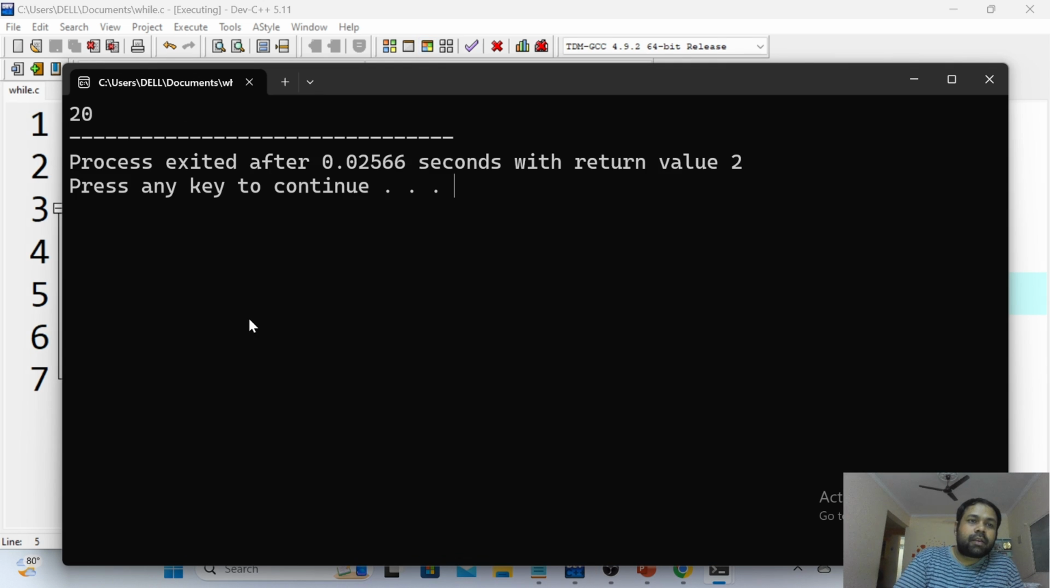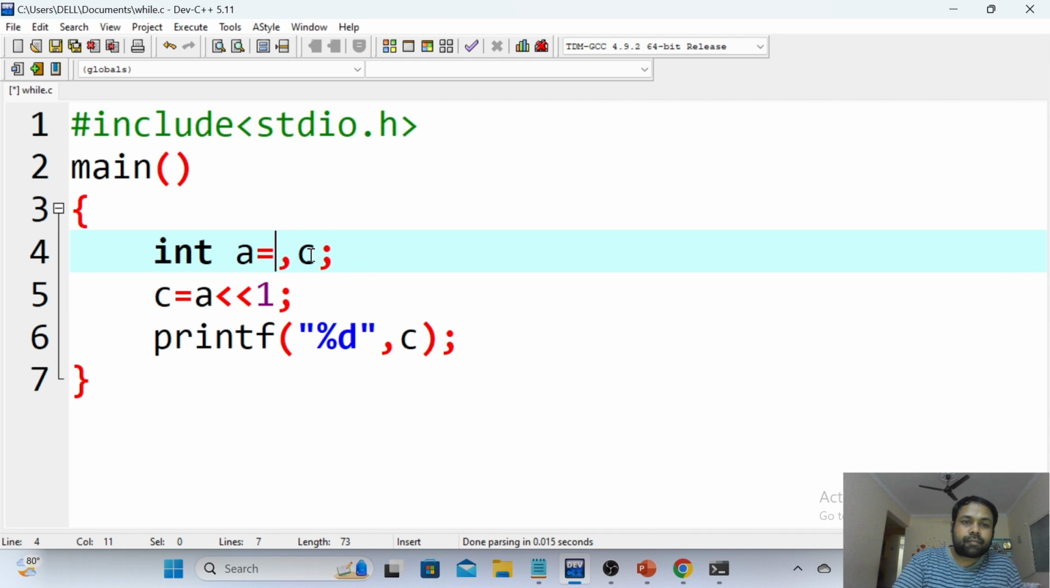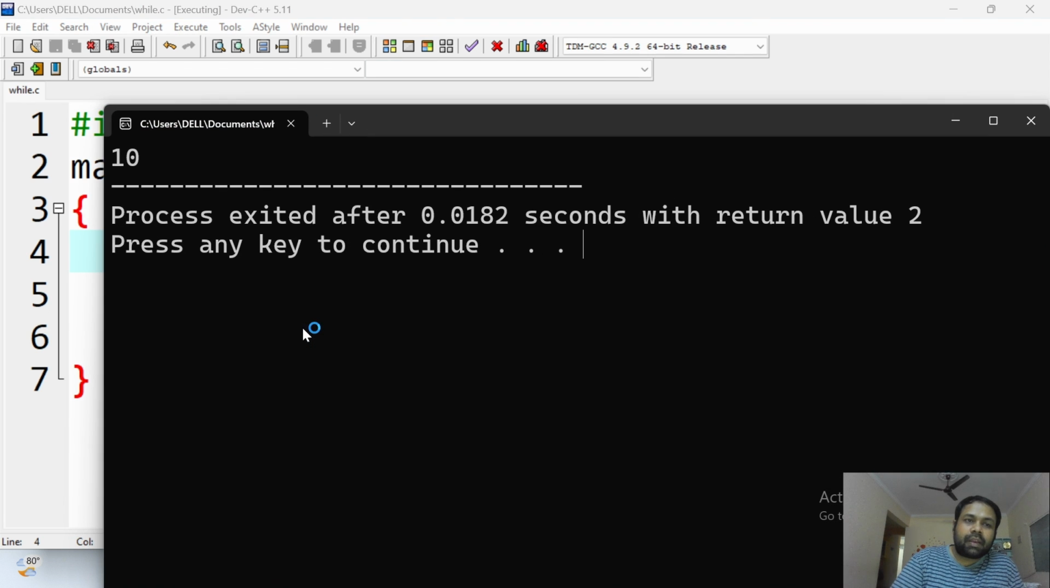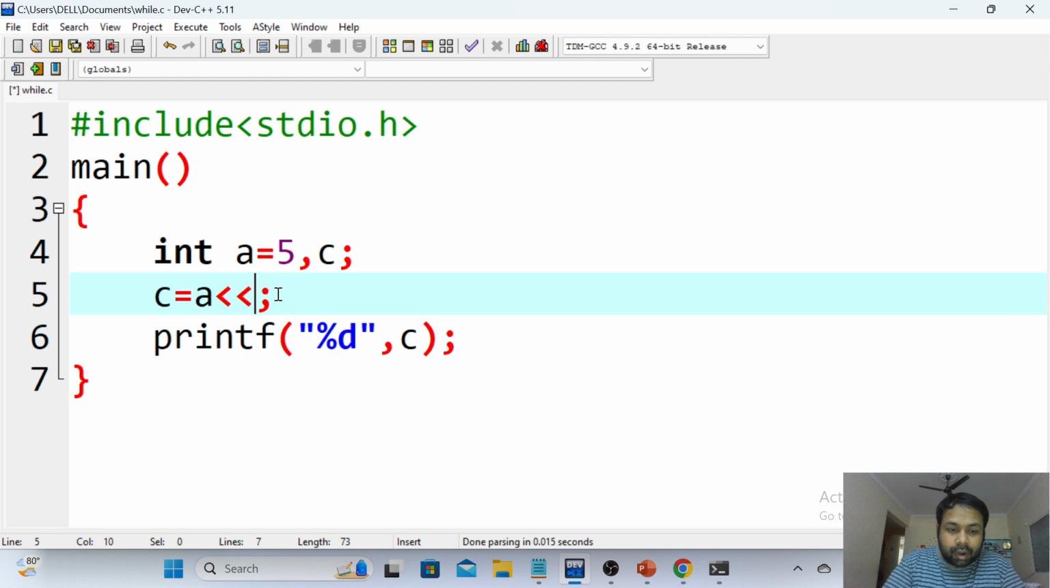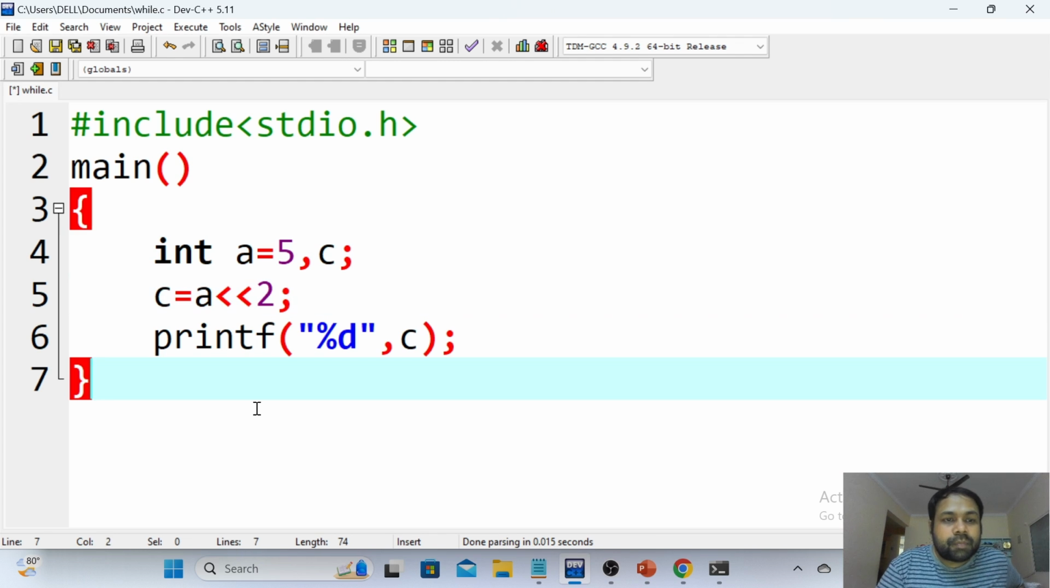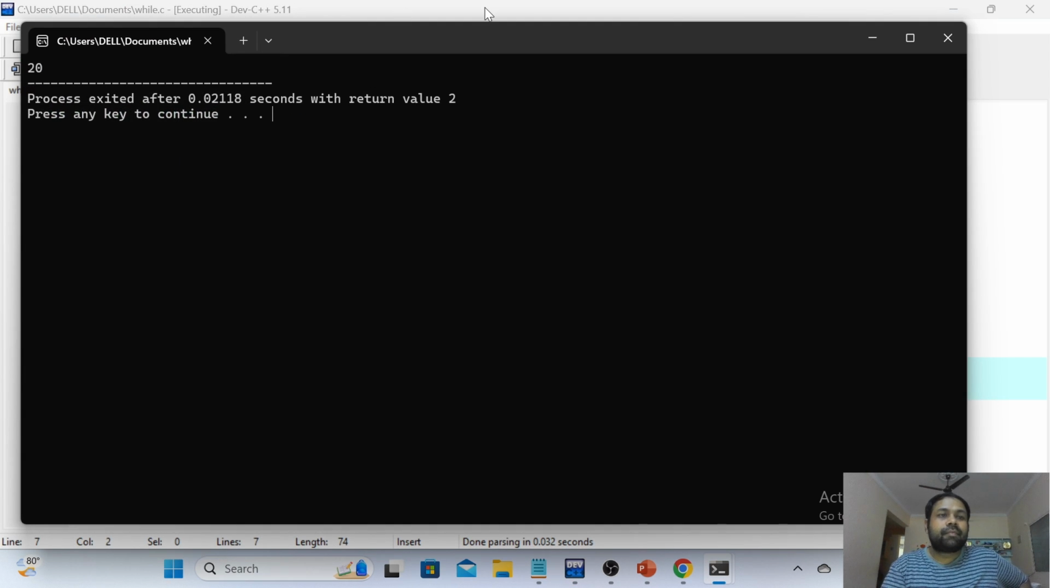What is the output I got? 20. Let me give 5 first of all. Obviously, left shift you are performing, it will become 10. You see, for every left shift operation the value gets doubled. Now I am writing 2 instead of 1. It means you have performed a left shift operation 2 times. Means 5 becomes 10, and after becoming 10 again it doubles to 20. The answer we should get here is 20.